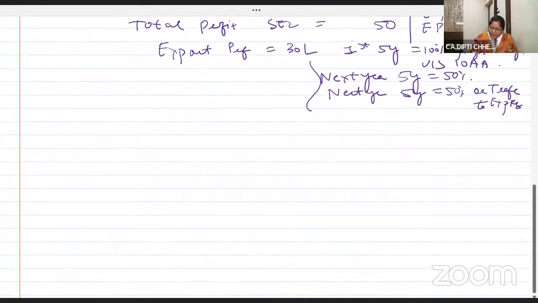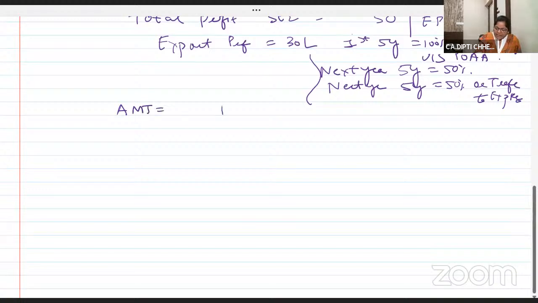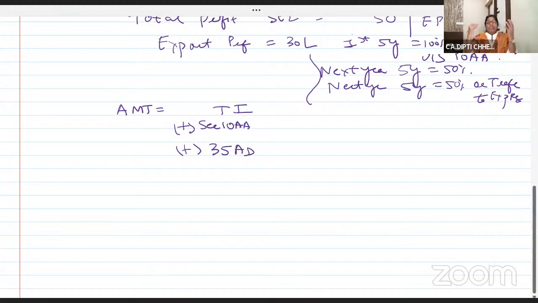Ma'am, we were learning the concept of AMT. AMT says alternative minimum tax. Sometimes in your total income, if you have taken section 10AA exemption on export profit, add it back. Also add back 35AD. You know 35AD specified businesses: 2-star and above hotel, multi-speciality hospital, production of fertilizers. If you have deducted revenue and capital expenditure, you are going to be into losses and not paying any tax. But the government says you have to pay minimum tax. Add back 35AD.